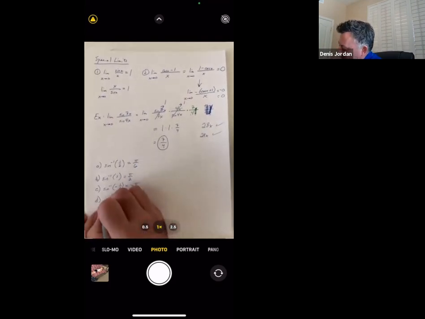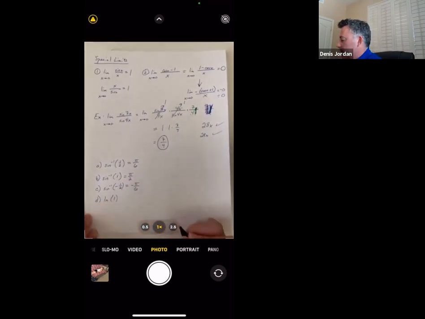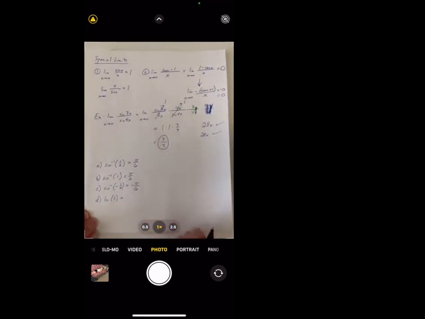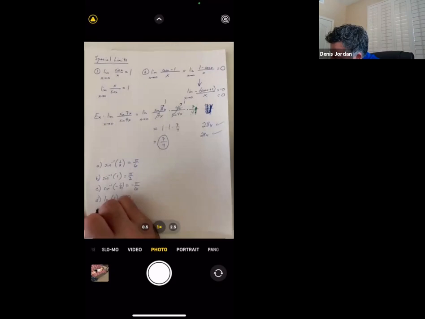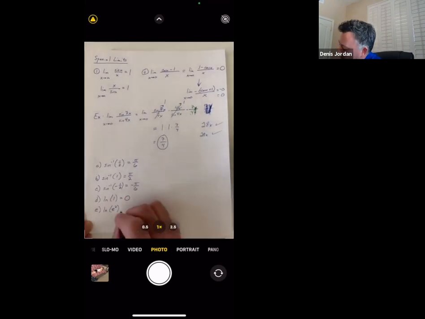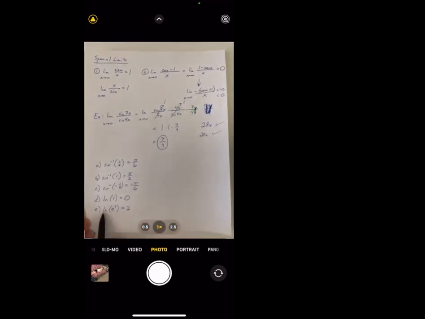Let's see, oh, here's a big one. What's ln of 1? 0. So don't leave it as ln of 1. That will always simplify down to just 0. What about ln of e squared? 2. Because the ln and the e cancel out.